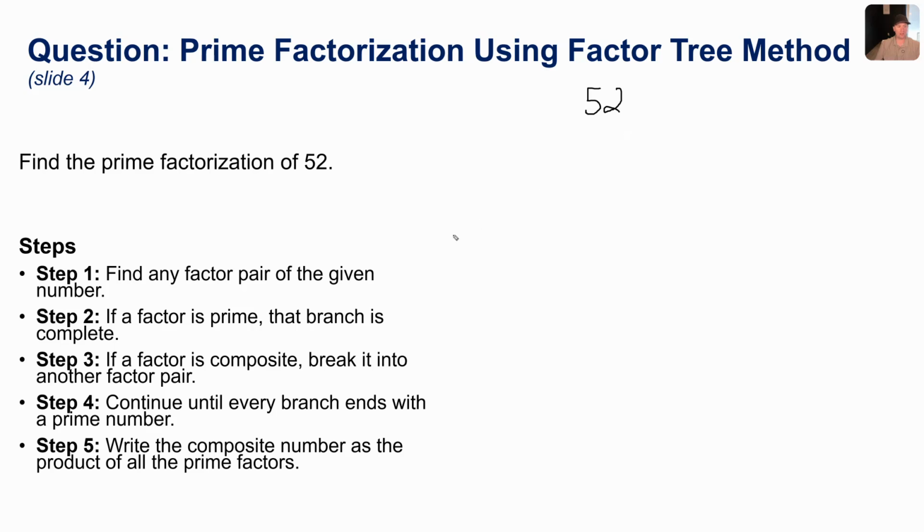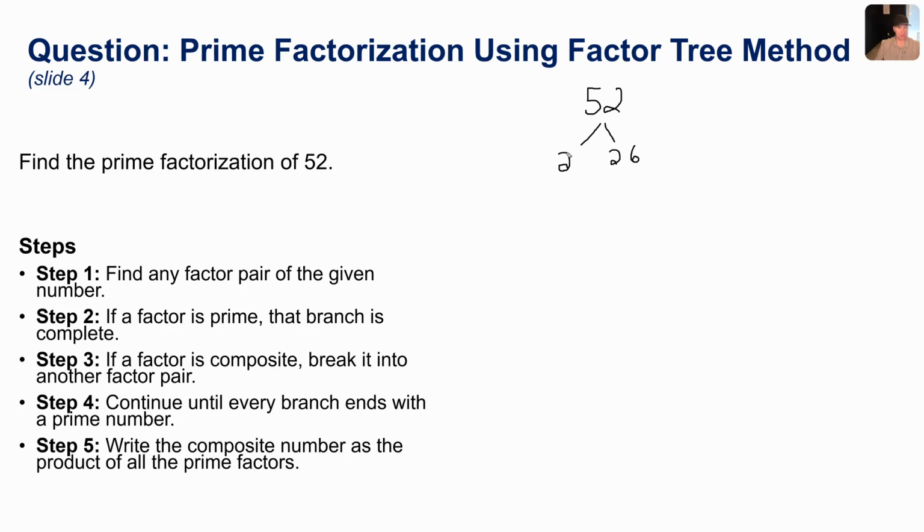Now, what we then do is we find any factor pair of the given number 52. So it could be composite factors or it could be prime factors. I actually like or recommend, as you first start this method, to start by going after the smallest prime number first. That gives you a nice little starting spot, and you can just work your way up from there. So if we start with the number 2, for example, we realize that 2 times 26 is equal to 52. So 2 goes into 52 because it's even.